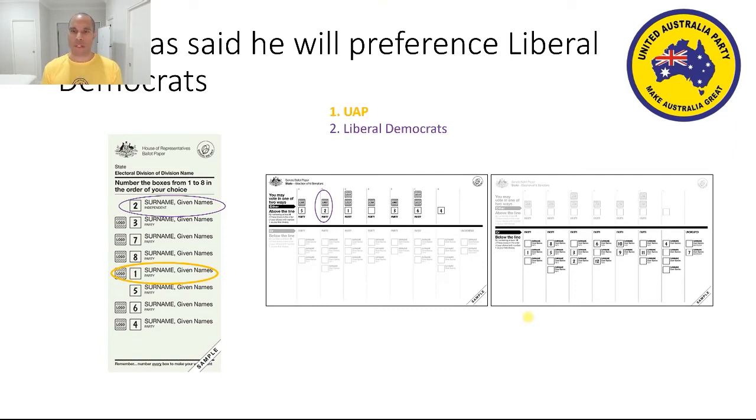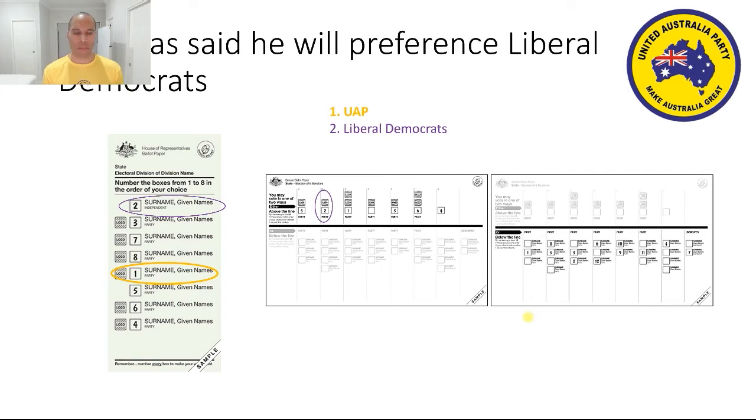So the UAP has announced that they will preference the Liberal Democrats. So what does that actually mean? And this is a bit I had to understand. What's going to happen prior to the election, and I think the UAP, like all other parties would do that, is they will print out local to your electorate how to vote cards or how to vote flyers.